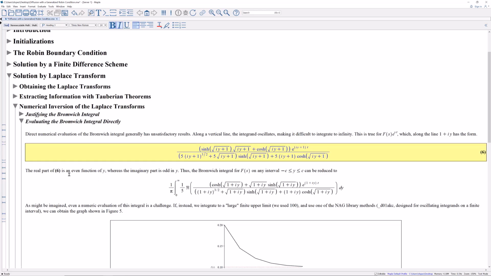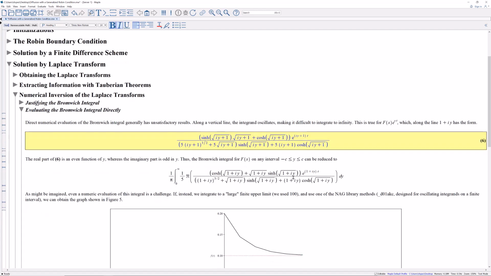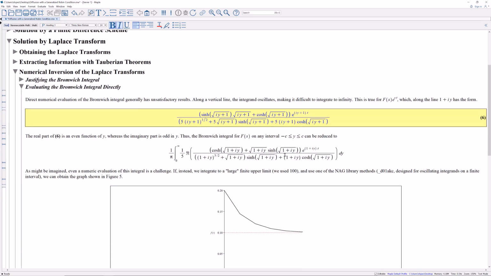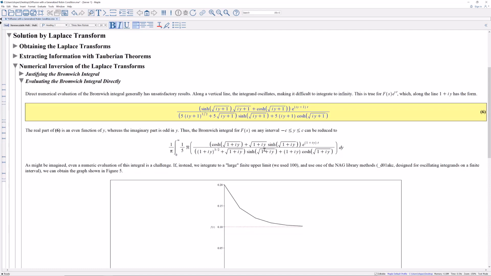We look at the real part. It turns out to be an even function of y. The imaginary part is odd in y, so that's going to drop out when you integrate from minus infinity to infinity. So we're now confronting this integral. And because it's even, we can go 0 to infinity instead of minus infinity to infinity. Well, this is a nasty thing.